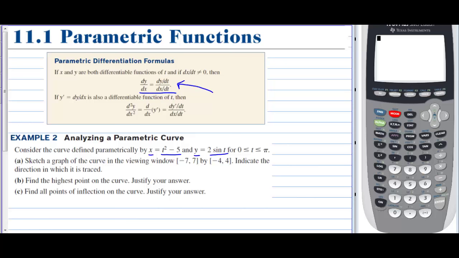If y prime equals dy/dx is also a differentiable function of t, then the second derivative is the derivative of the first derivative, but there's a little catch. We have to divide by dx/dt. So there's a little extra step.